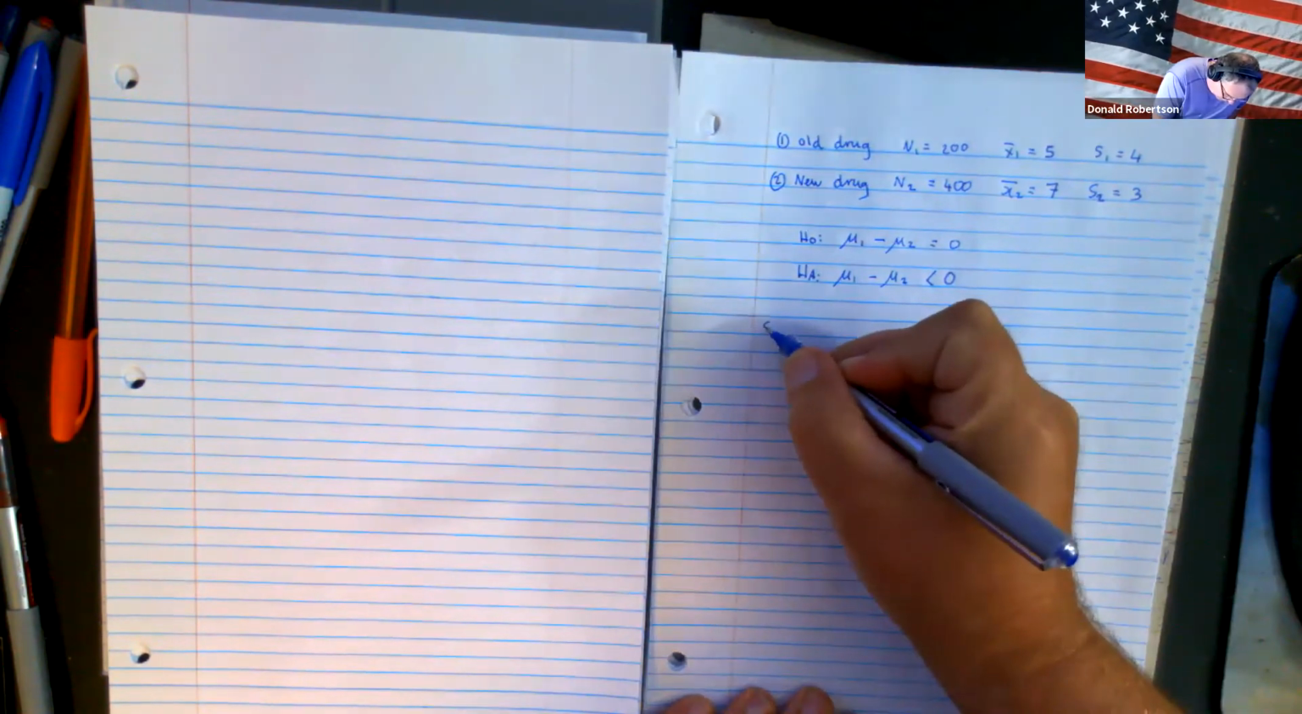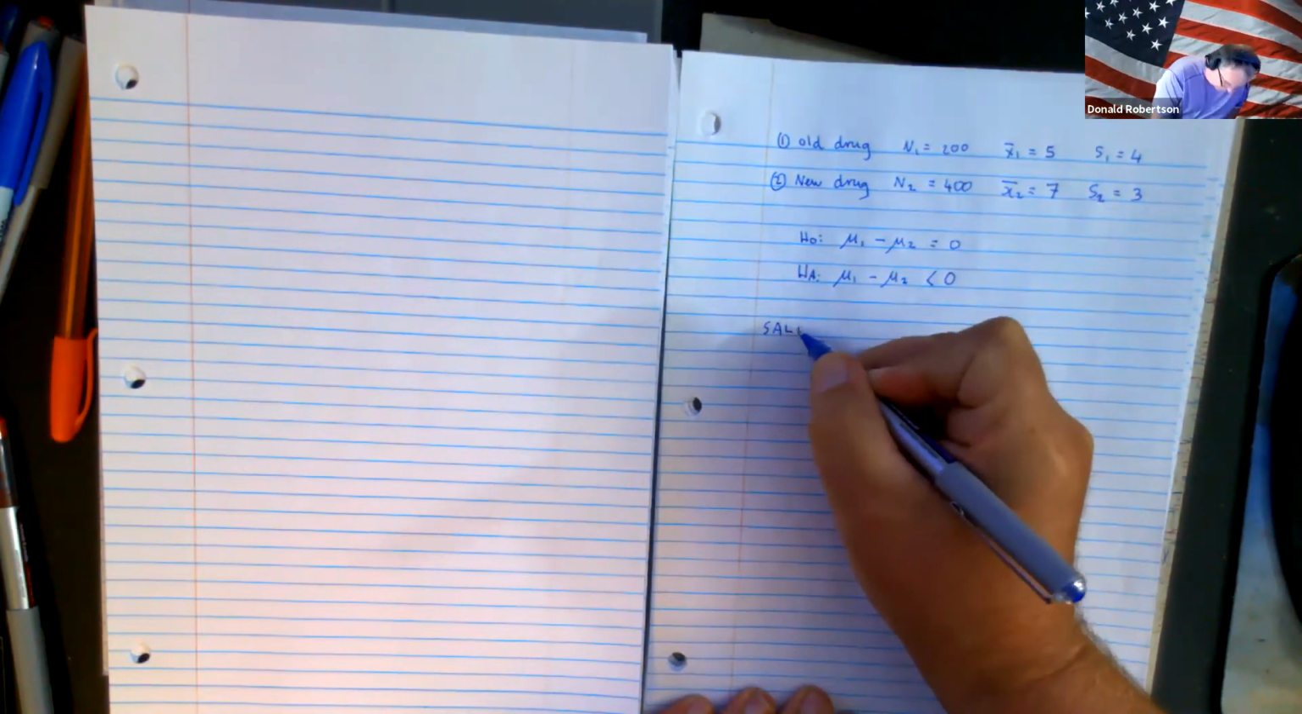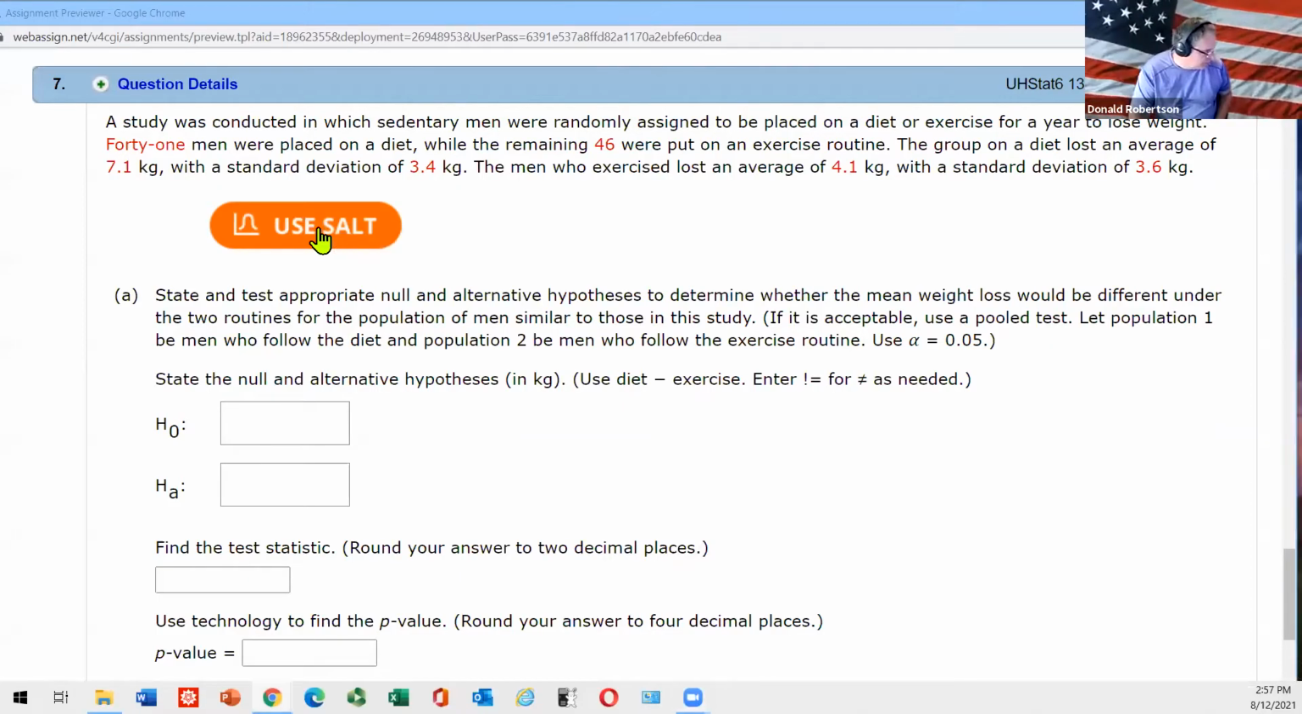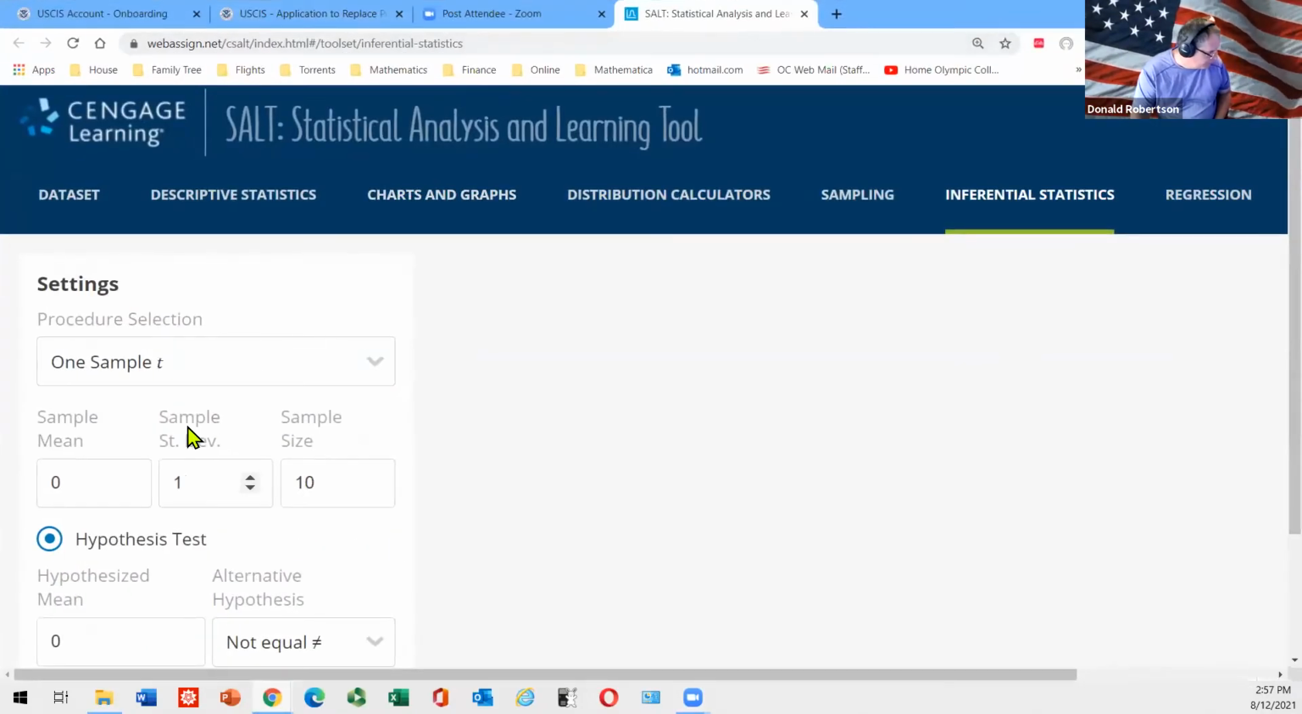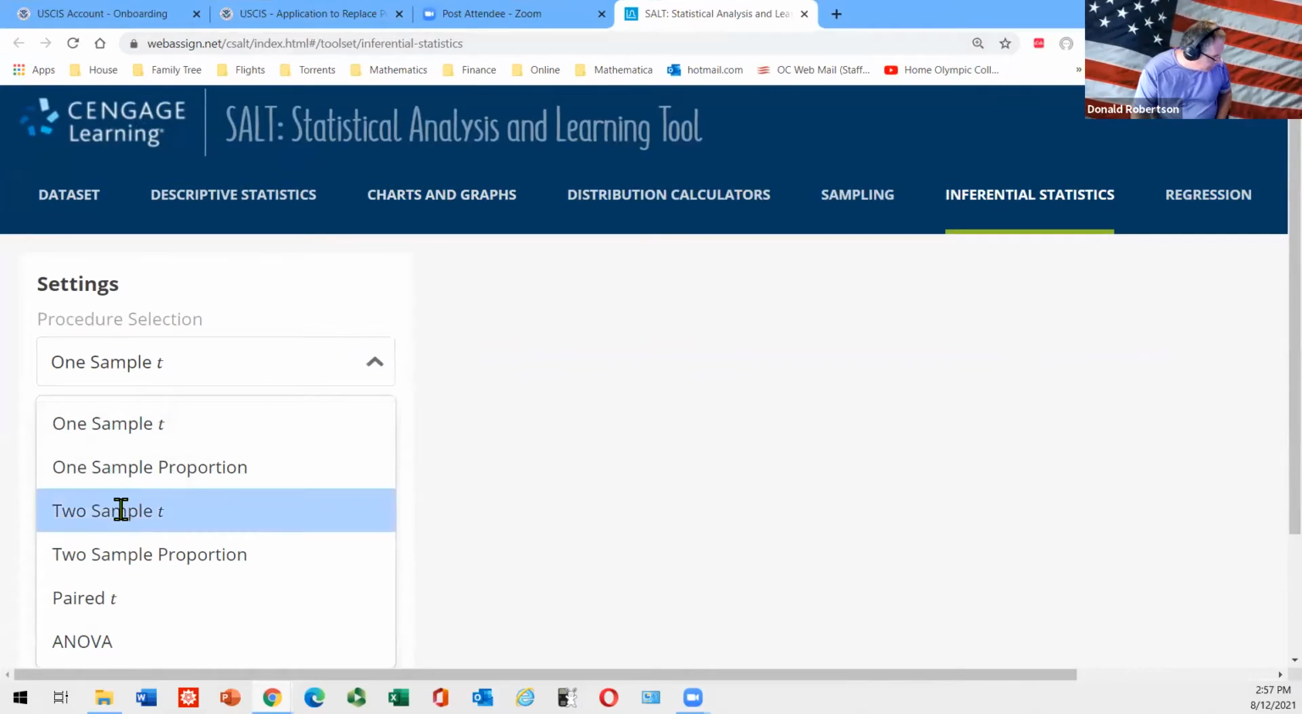So we have pretty much everything that we need. So I'm going to go into SALT now. And so that means I'll have to leave this screen. Hopefully it changes to the other screen and you'll see it. And I'm going to use that button. And here we go. So it's going to be 2 sampled.